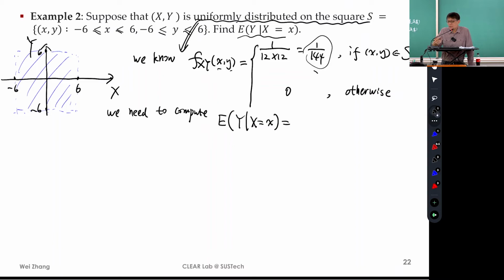Given x, you have to follow my statement, okay? Expectation of y given x equal to small x. What is it?